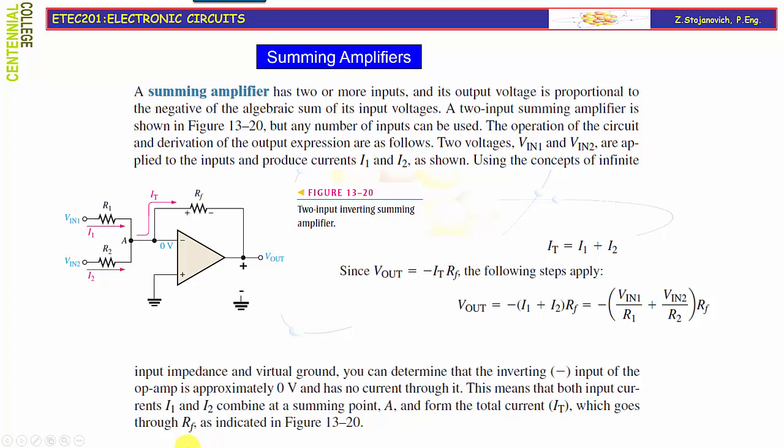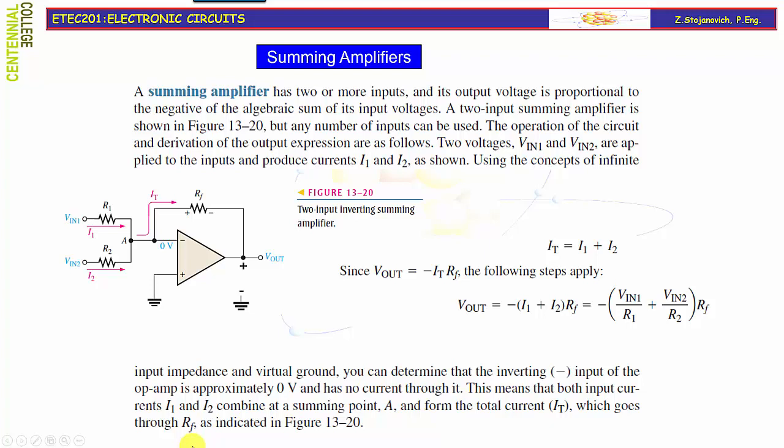sum of its input voltages. A two-input summing amplifier is shown in figure 13-20, but many number of inputs can be used. The operation of the circuit and derivation of the output expressions are as follows. Two voltages VIN1 and VIN2 are applied to the inputs and produce currents I1 and I2 as shown.